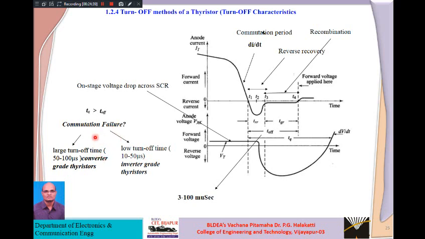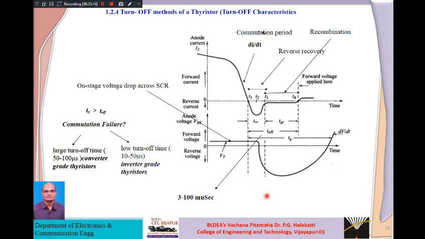So based on how much turn off time we are keeping: if the turn off time is very large, the switching speed is very less, and that is used in the converter grade thyristor. If your turn off time is very small, 10 to 50 microseconds, your switching frequency is very high, and that is used in the inverter grade thyristors. So based on this turn off time, we get two types of thyristors, converter grade or inverter grade. Okay, so hope we understood the turn off time of SCR.